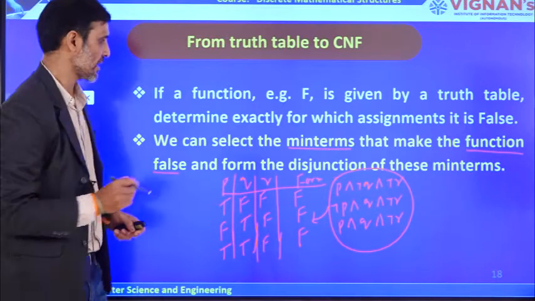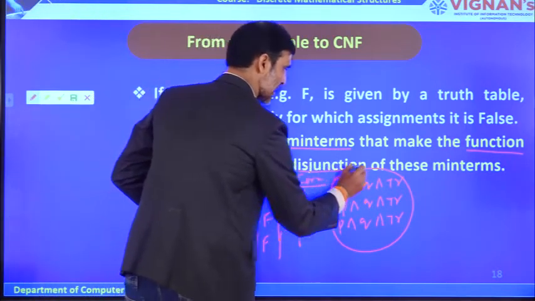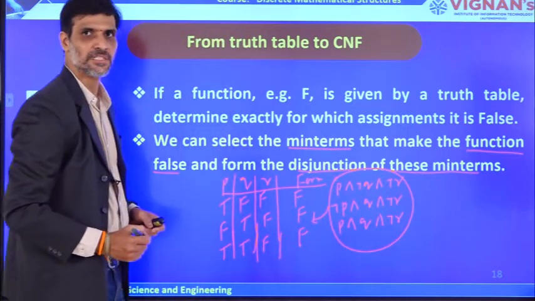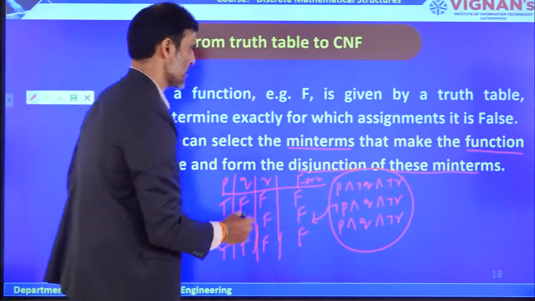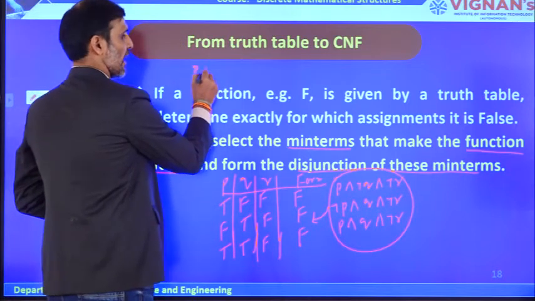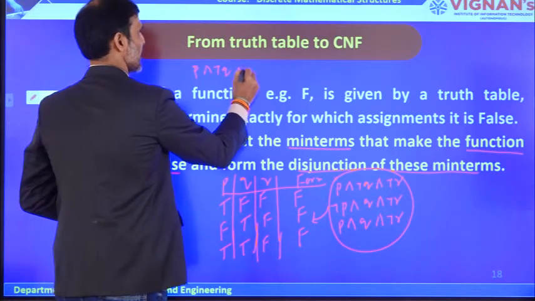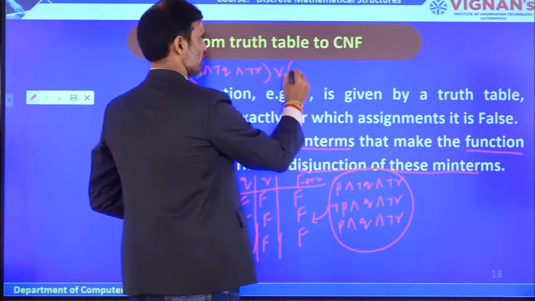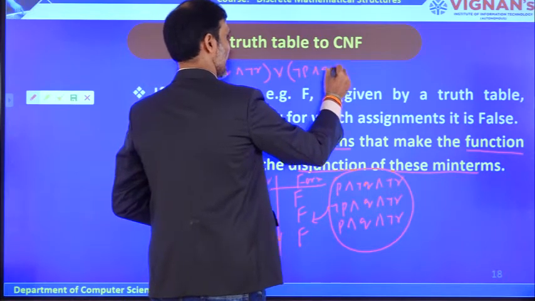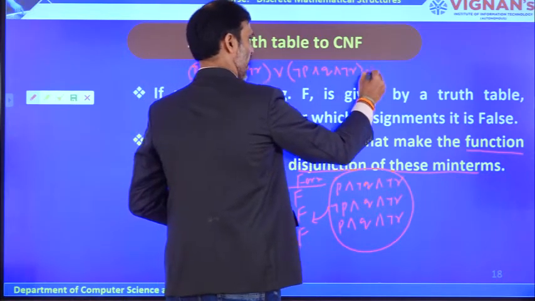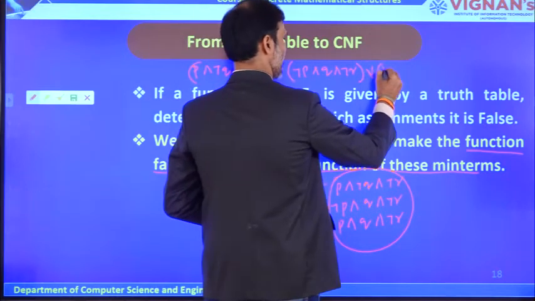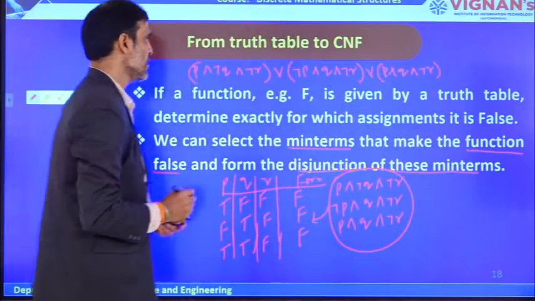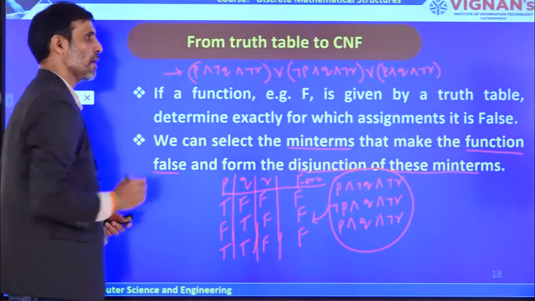Once you have selected them, what you need to do is take the disjunction of these minterms. How do we take the disjunction? I am writing here P and negation Q and negation R, or negation P and Q and negation R, or P and Q and negation R. So this is called the disjunction of the minterms.